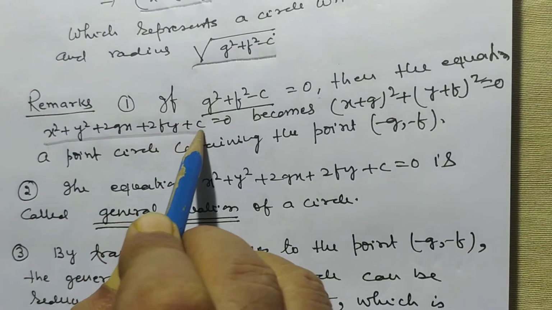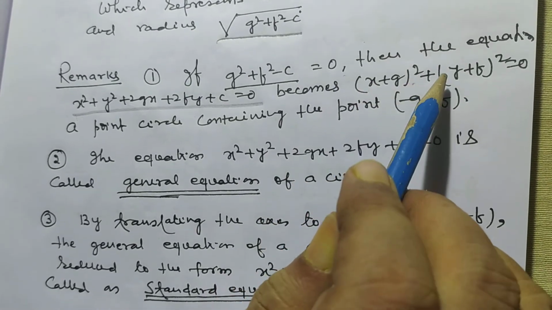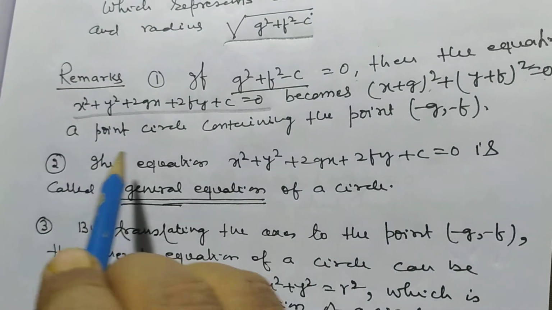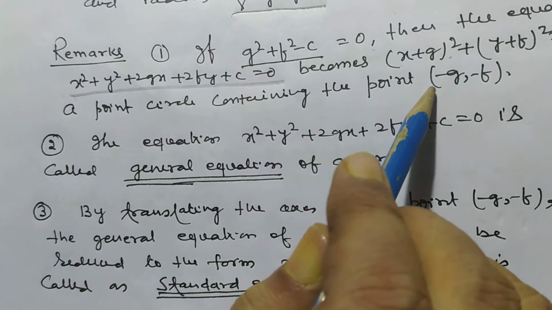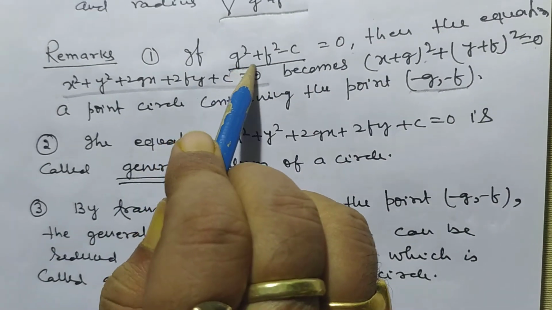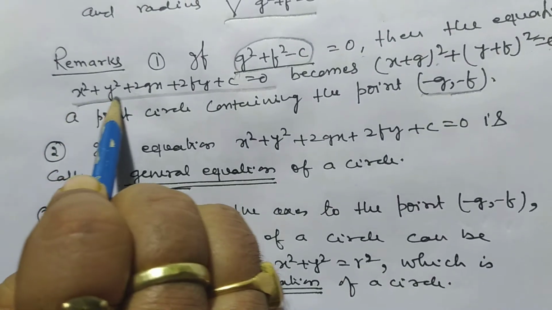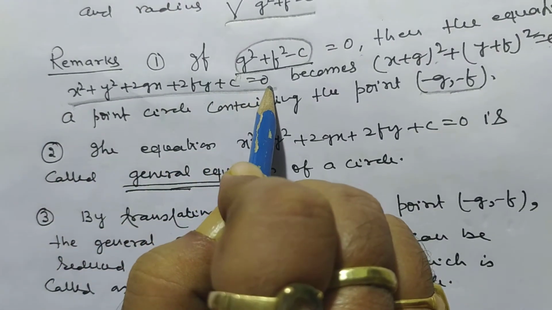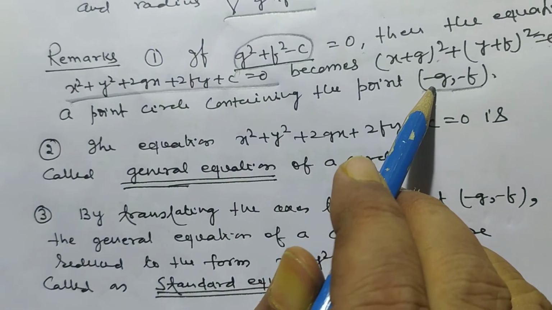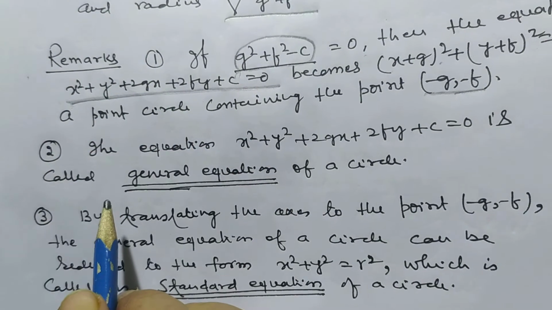So if g² + f² − c = 0, then the equation x² + y² + 2gx + 2fy + c = 0 becomes (x + g)² + (y + f)² = 0, a point circle containing the point (−g, −f). This is very important. If the value of g² + f² − c is equal to 0, then this equation represents a point circle. It is very, very important for multiple types of questions.